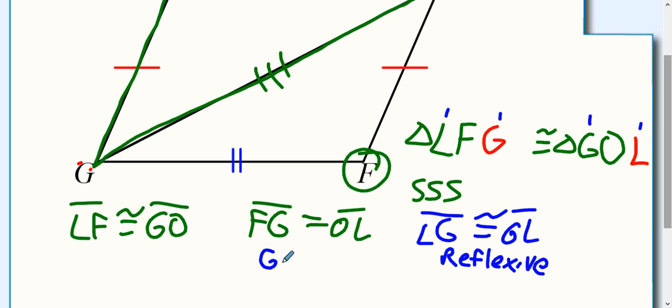So this one was given because it was marked. This one was given because it was marked. And then the third side we got from the reflexive property, which proves that these are congruent by side, side, side. That's actually all the information that you're going to need for a proof. I just didn't do it in two columns. I did it more of a flow proof.